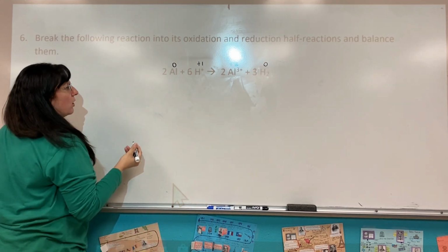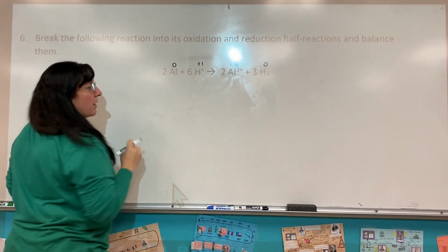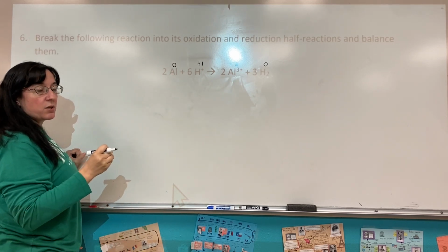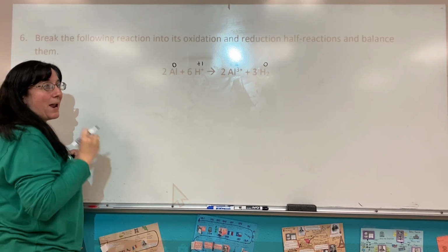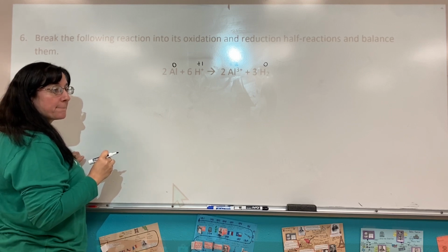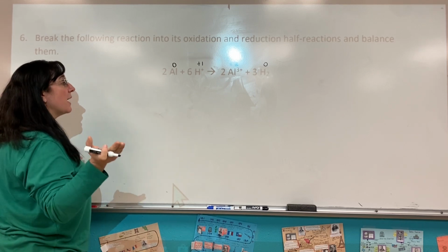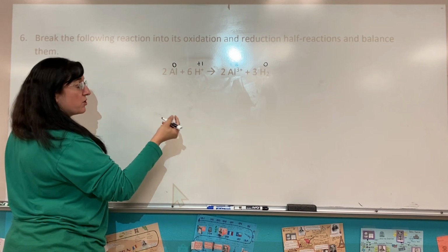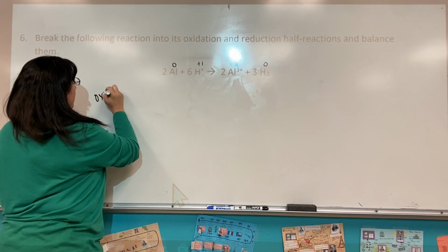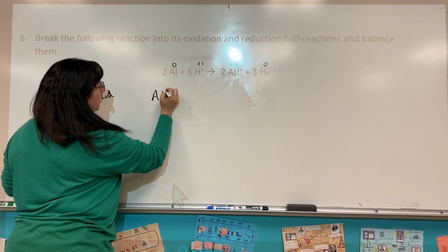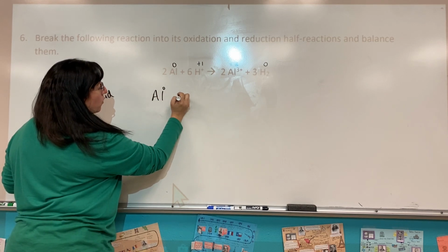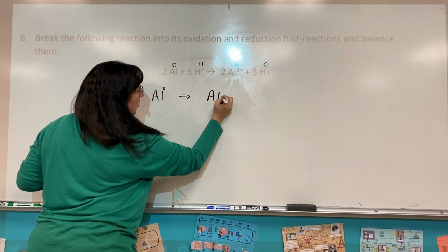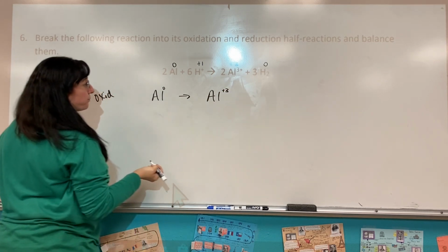All right, so aluminum, it went from 0 to a +3, and so it became more positive. So if it becomes more positive, how does that happen? You lose electrons. All right, so if I lose electrons, Leo, that was your oxidation. So your oxidation was actually where aluminum, the element, went to aluminum with a +3 charge.